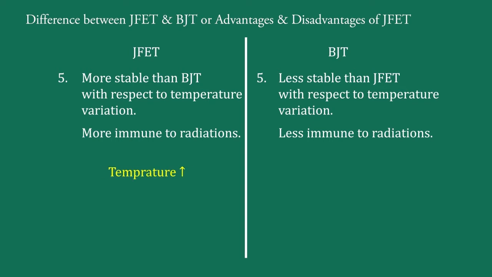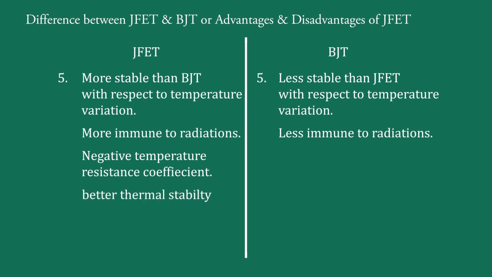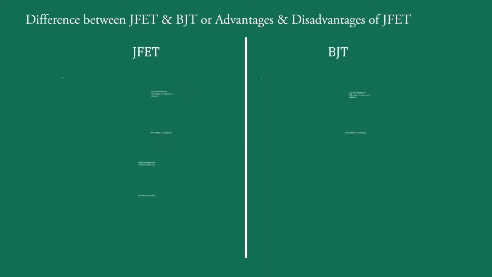In JFET, as temperature increases, the majority carrier concentration decreases due to increased recombination with thermally generated minority charge carriers. Hence, the drain current, which is majority carrier current, decreases. In short, it has a negative temperature resistance coefficient and therefore has better thermal stability.